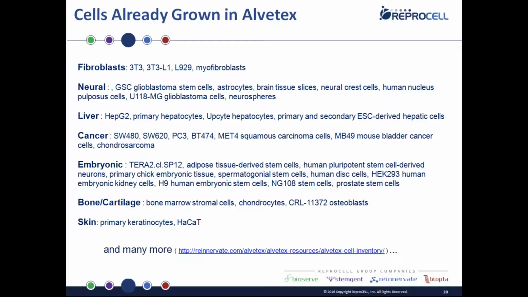And then we've had customers who have just gone and done their own things, and again, this is already a long list of cells which, yes, you can grow in it, but it's a non-exhaustive list. We have more. So by and large, cells are quite happy to grow in Alvetex. They will just take to it, and whatever the customer wants to grow, chances are it will. The only thing to look out for is some blood cells, which can be very, very small.